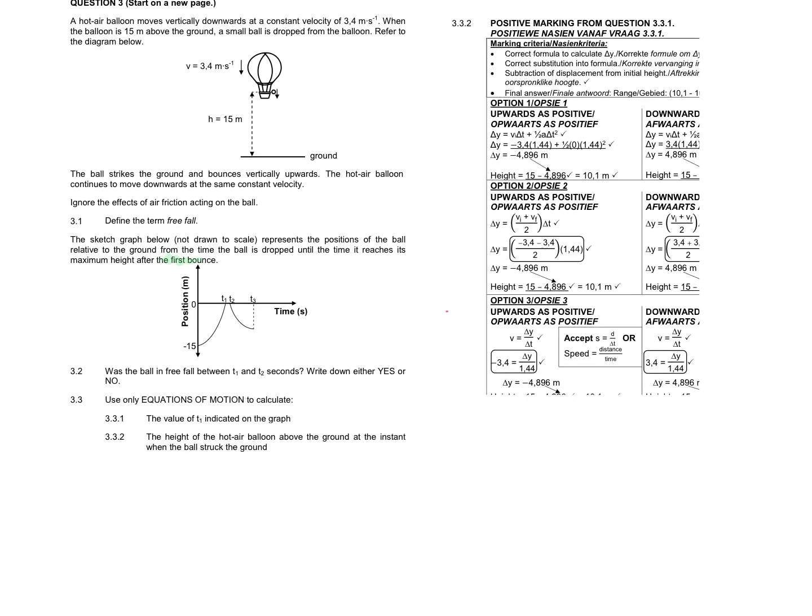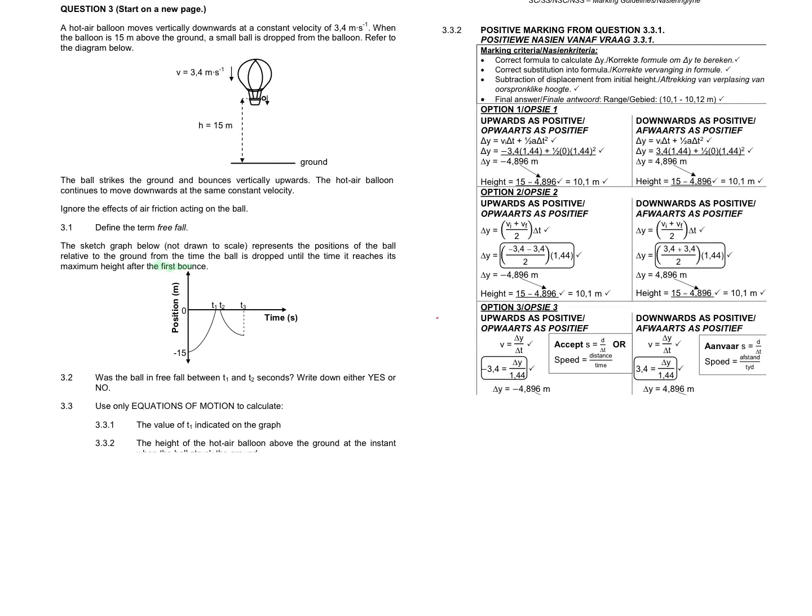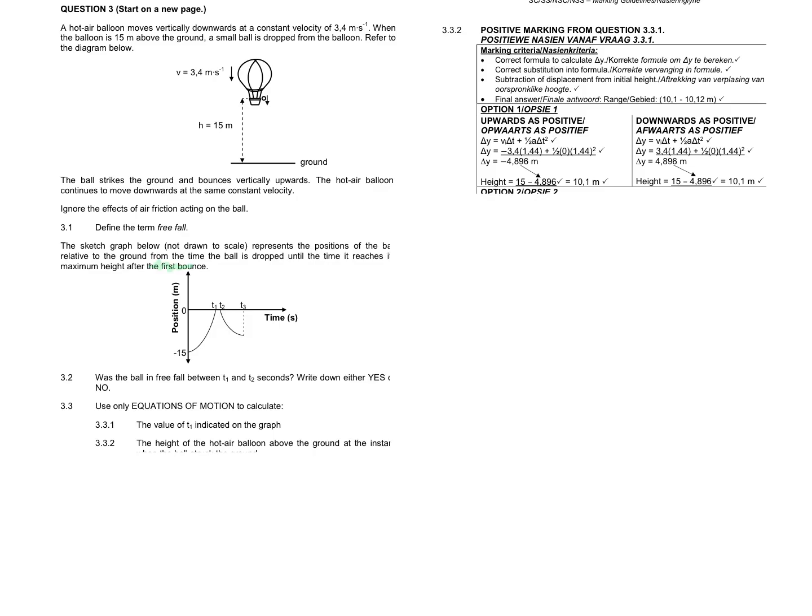So if we use the downwards as positive one and we get 3 numbers, the V of the balloon is a constant 3.4 downwards.